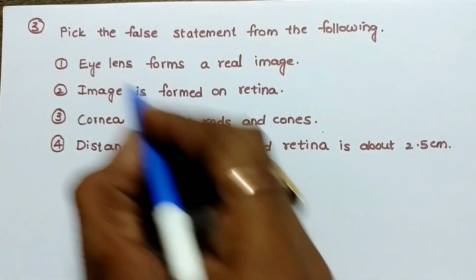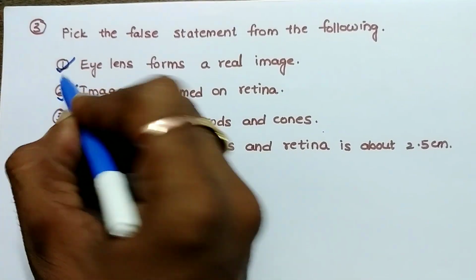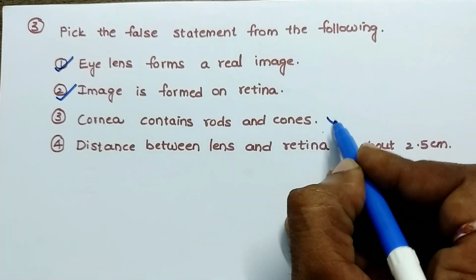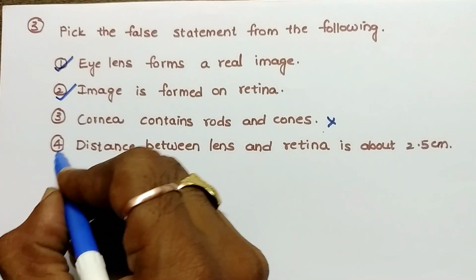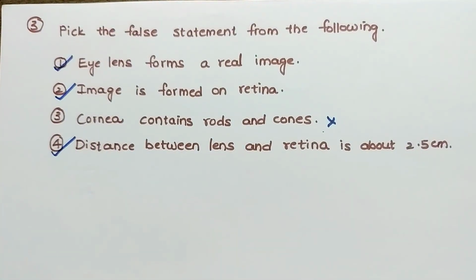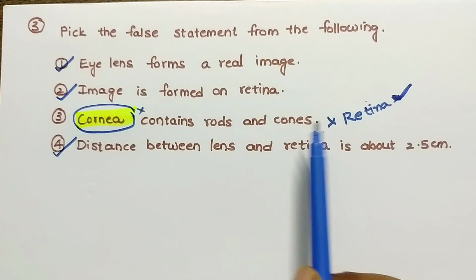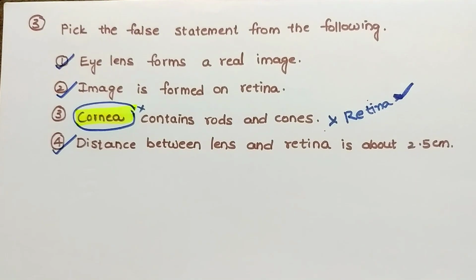Eye lens forms a real image. It is correct. Image is formed on retina. It is also correct. Cornea contains rods and cones. This is wrong. Distance between lens and retina is about 2.5 centimeters. This is also correct. So cornea contains rods and cones, this is wrong. Retina contains rods and cones.